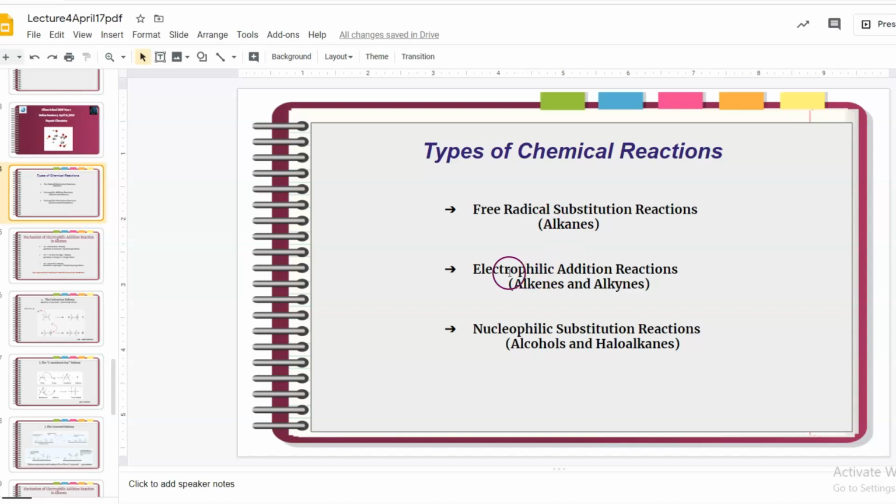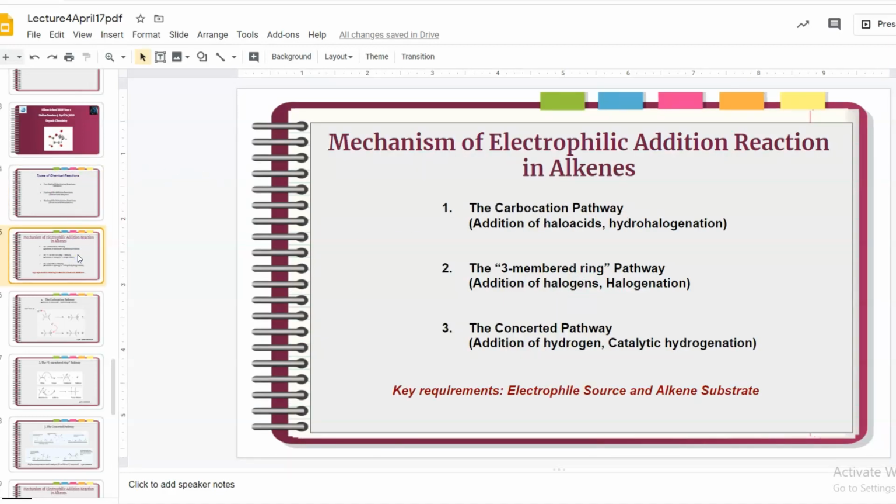Okay, in today's session, we'll be talking about the electrophilic addition reaction that happens in alkenes and alkynes. Okay, so let's get started. We're going to mainly focus on alkenes because alkynes are sort of out of the scope of this course. But I might do a different session for the alkynes later on. But for now, let's focus on alkenes.